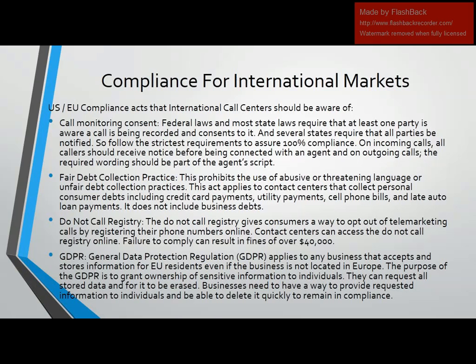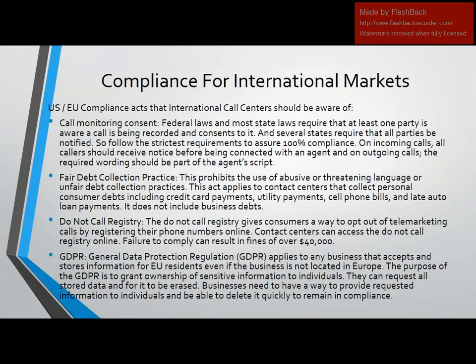Do Not Call registry. The Do Not Call registry gives consumers a way to opt out of telemarketing calls by registering their phone numbers online. Contact centers can access the Do Not Call registry online. Failure to comply can result in fines of over $40,000.